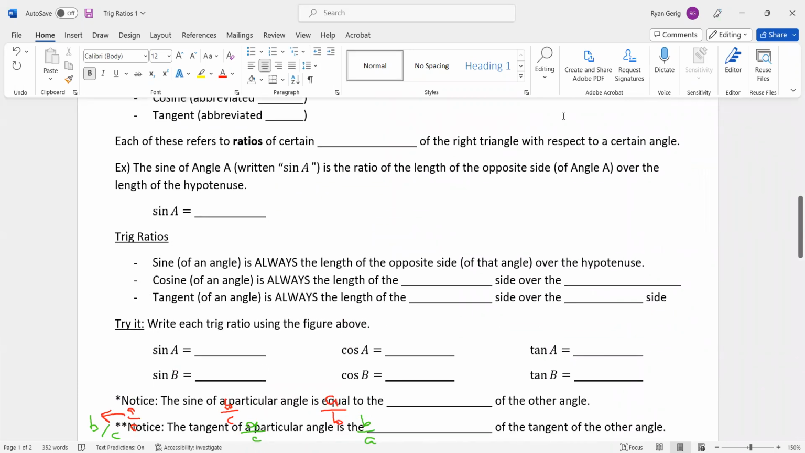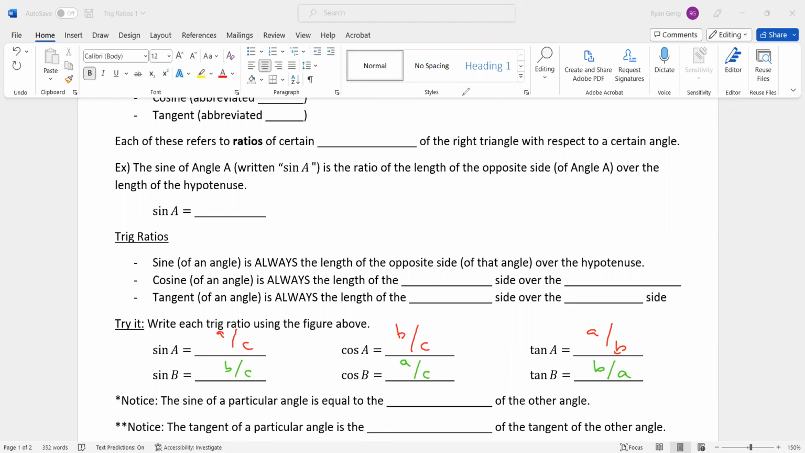I'm going to go ahead and clear it. So I had sine of B was B over C. Cosine of B was A over C. And tangent of B was B over A. And the other ones were A over C, B over C, and A over B. You can rewind it to make sure I'm not making that up.